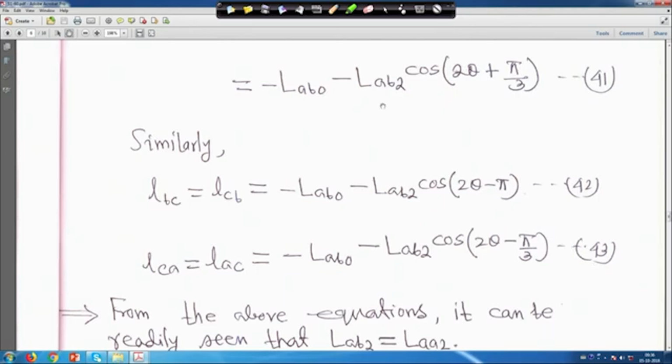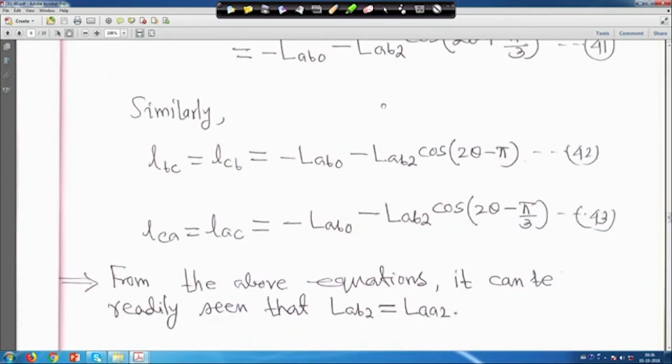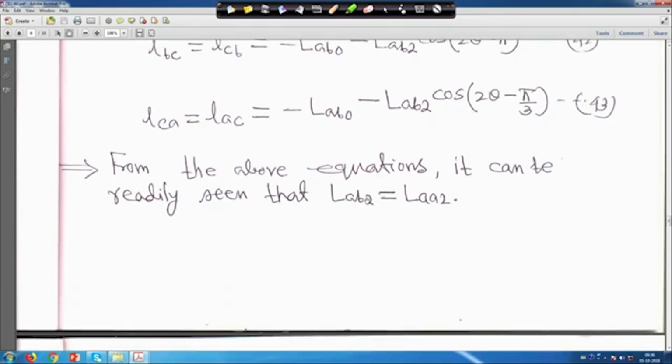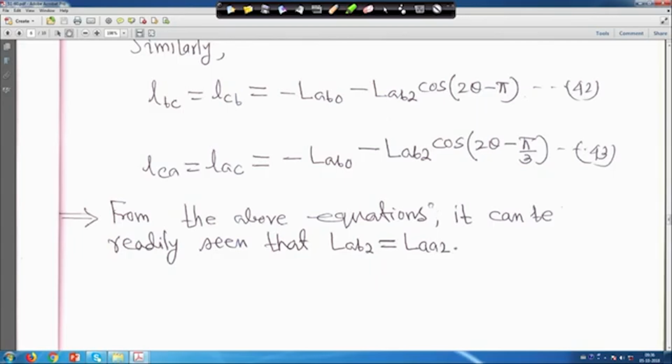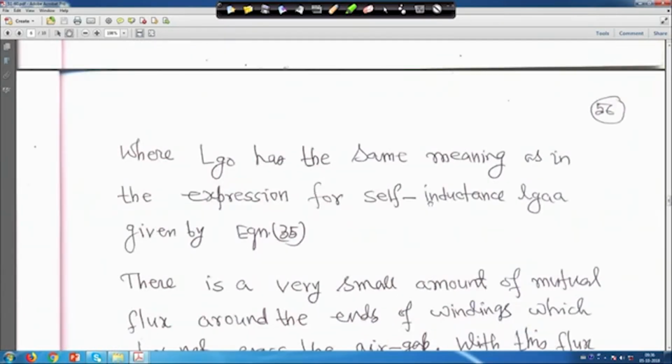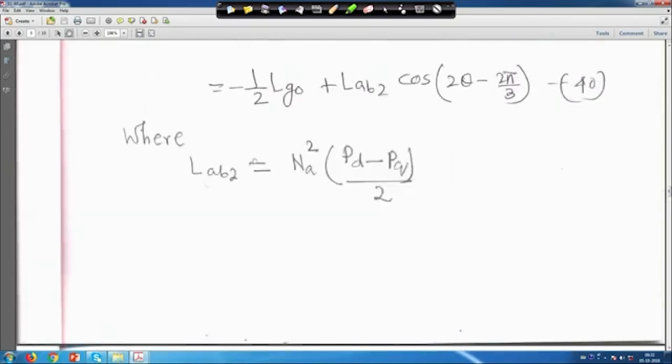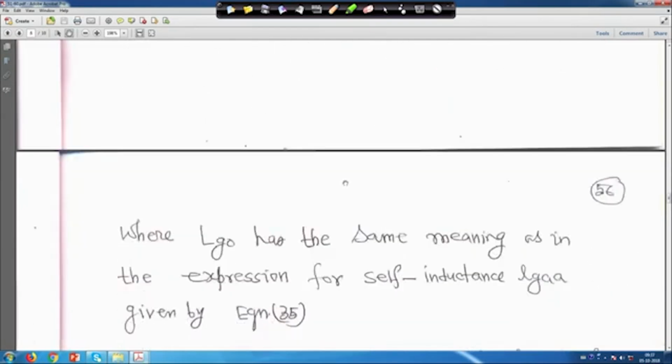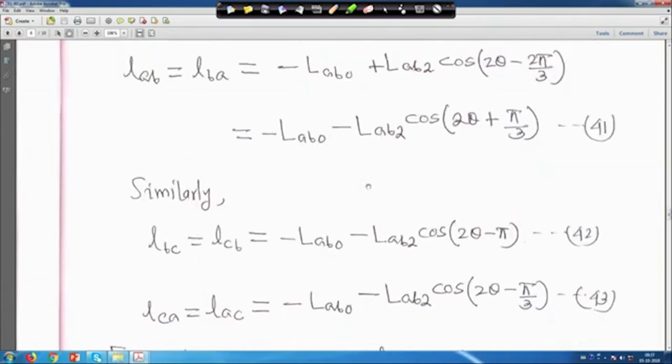Now, from the above equations, it can be readily seen that L A B 2 is equal to L A A 2. From all these expressions that have been simplified, L A B 2 is equal to L A A 2, because earlier we have seen that L A A 2 is equal to N square into (P D minus P Q) by 2, and this is nothing but also equal to L A B 2.